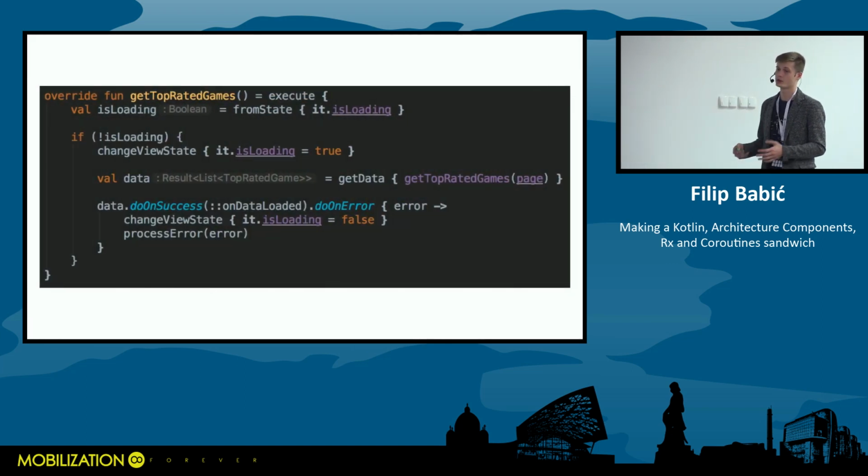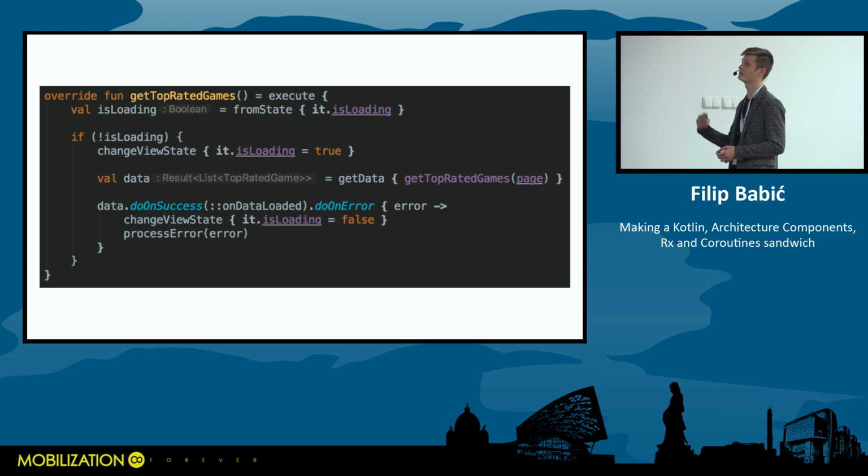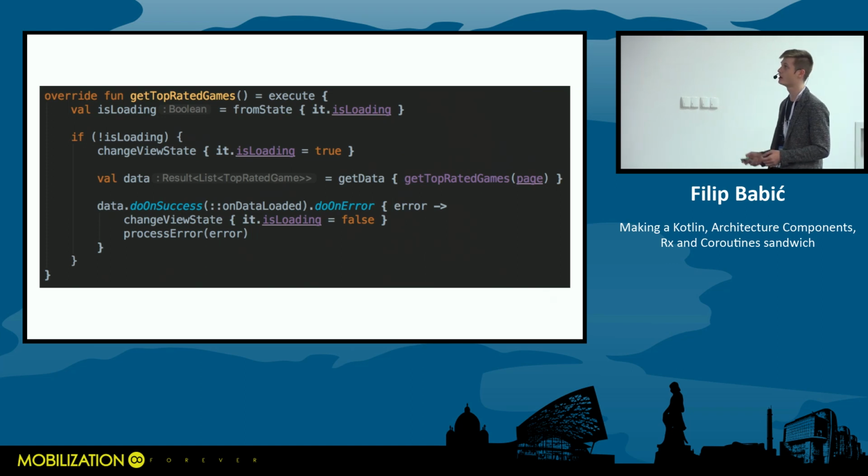In our code, in our business logic, we just have a simple function. We call execute, which makes this run on the main thread. We can check the state, if we're loading or not, to avoid sending too many requests. Then we get the data, and this is an example from the project. This is of type result of list of top rated games. So we call the use case with the current page, and we get a result.